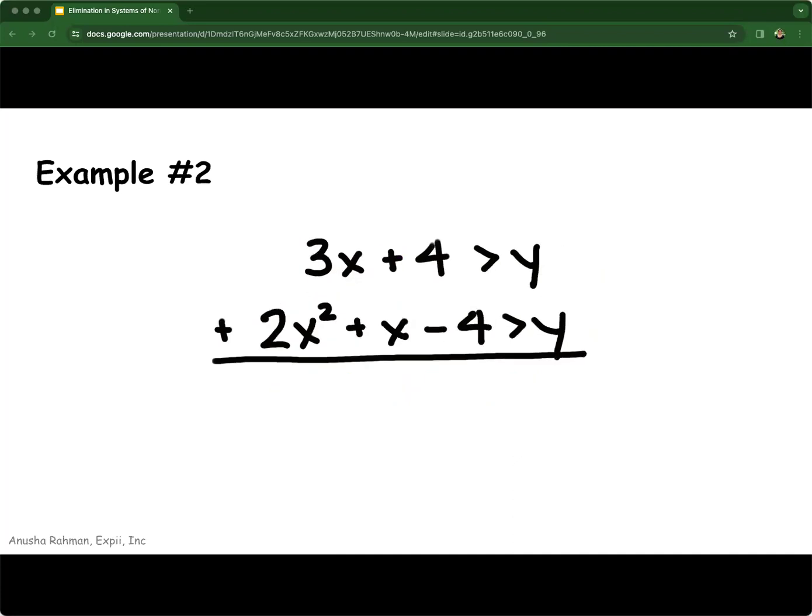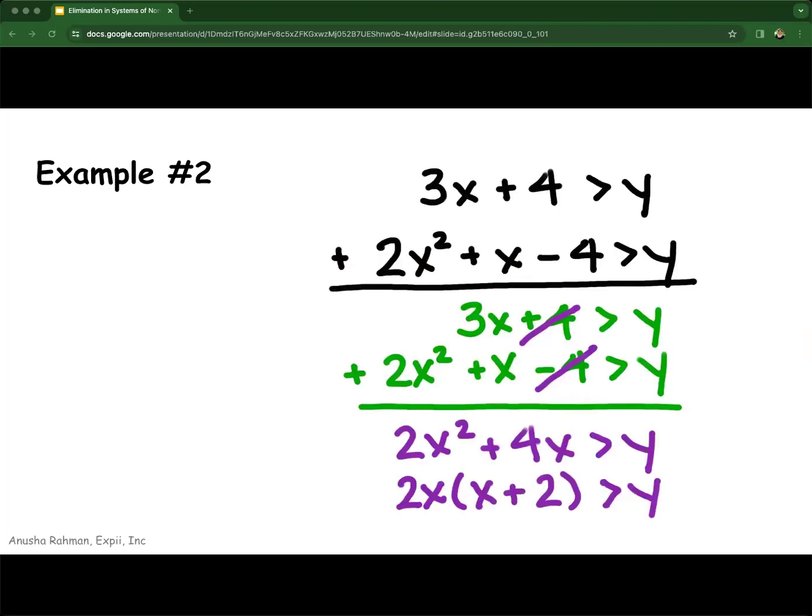Let's do some more practice eliminating. Pause and try this one on your own. It looks like our first point is good. The inequalities are facing the same way. The second point also looks good. We are using addition for this system. For the third point, the first thing we want to do is align the like terms. Then we can start eliminating. This is what it looks like.